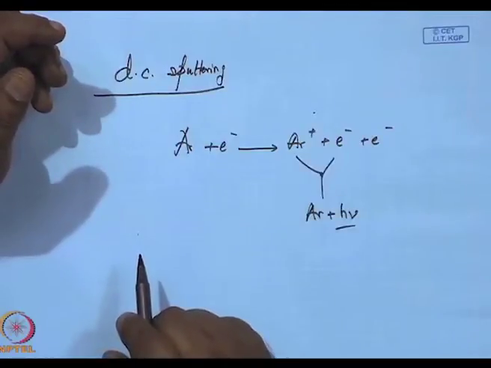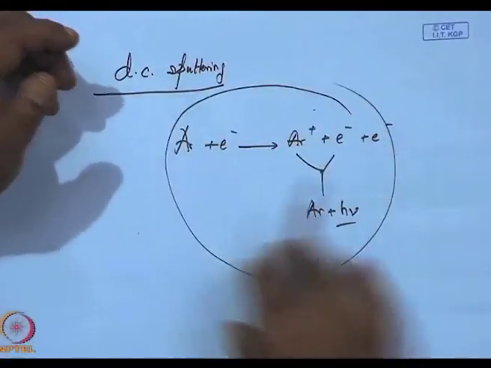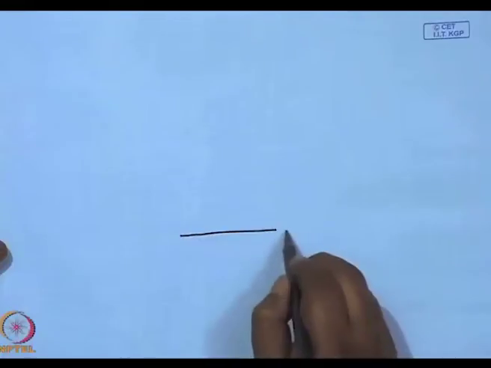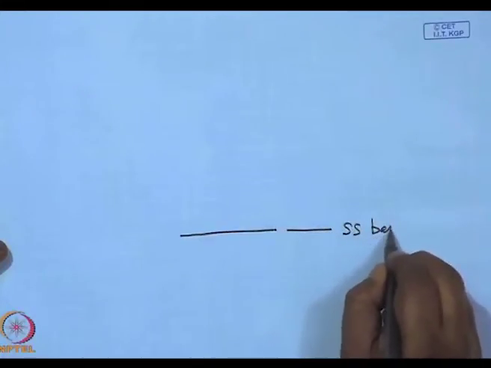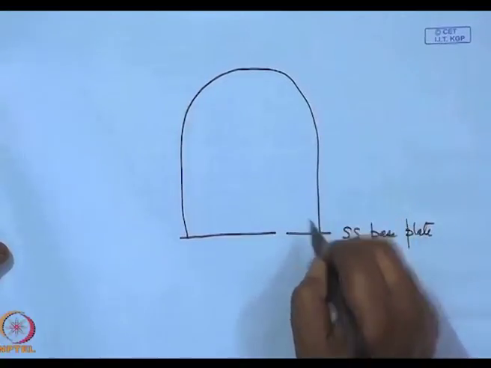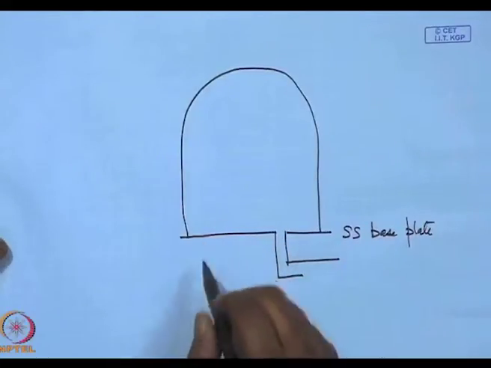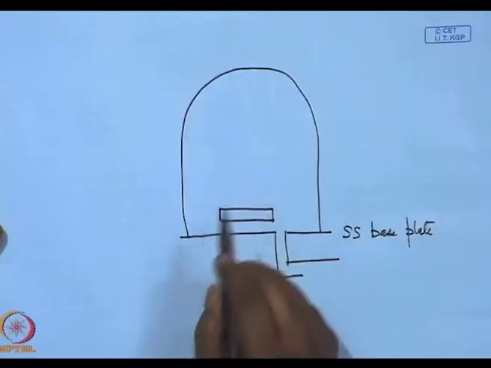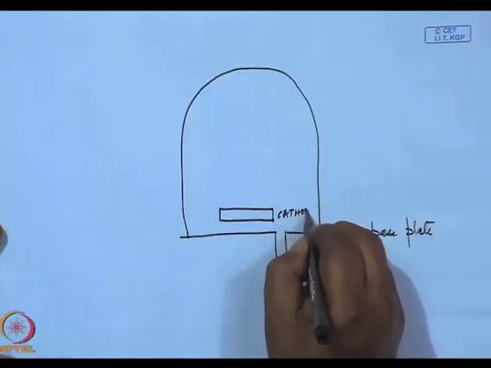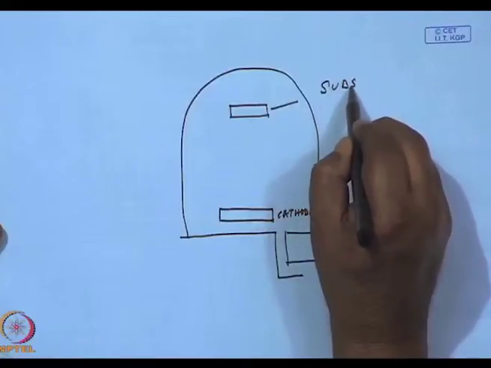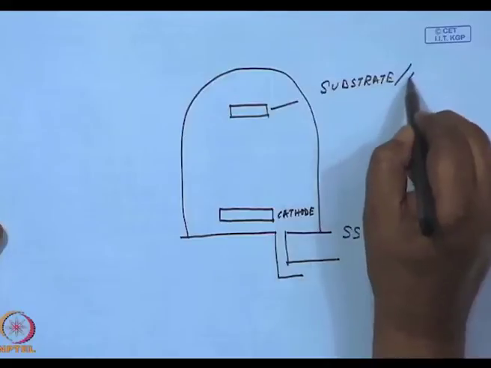DC sputtering is based on this principle. Let's see how it works or it does not work, and let us take it from there. For DC sputtering, I would again take that bell jar as a very simple example. This is the stainless steel base plate. I have got an inverted bell jar on top of it. This is the vacuum port. I have got the material which I want to deposit. This is the cathode. This is the substrate, or called anode.